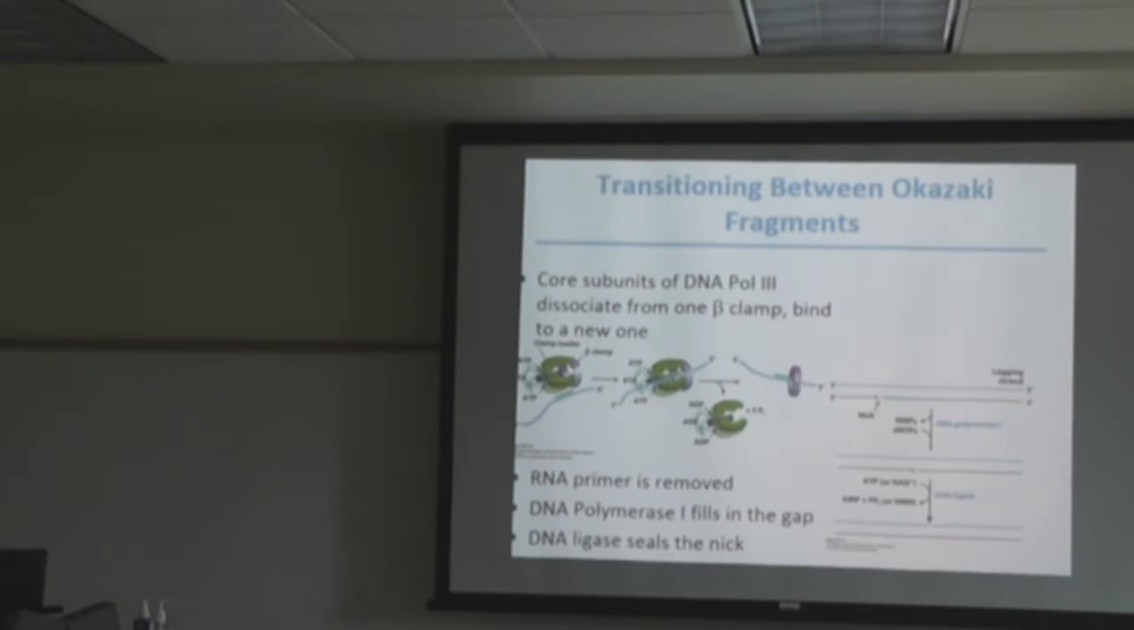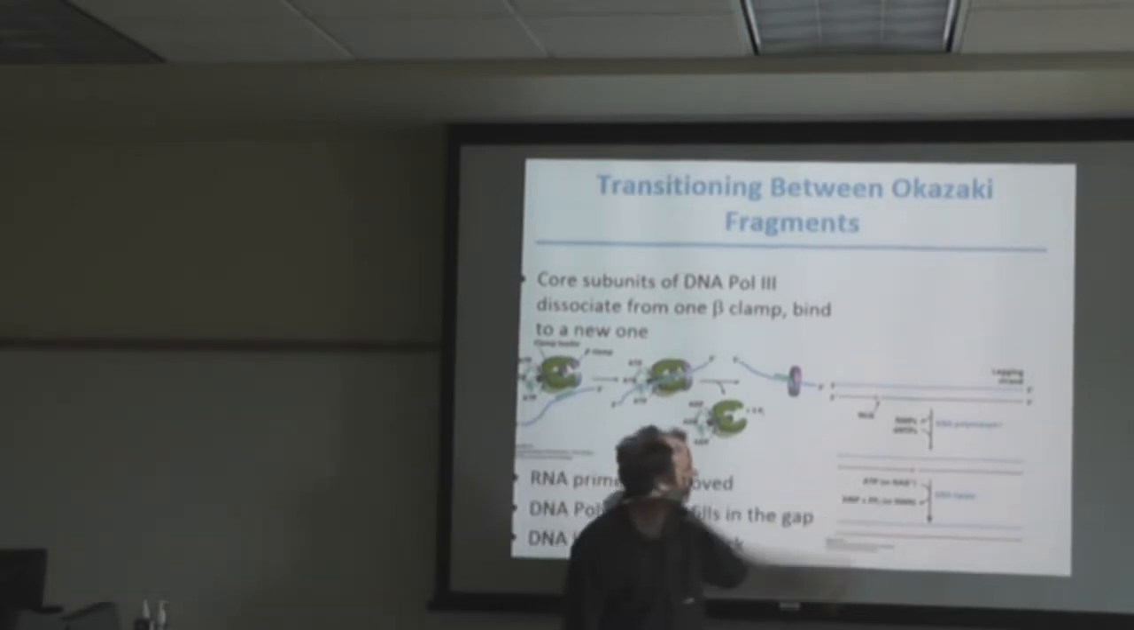Do they show you that? Transitioning between Okazaki fragments, the core subunits of DNA Pol 3 will dissociate from one beta clamp and bind to a new one. The RNA primer is removed, Polymerase 1 will fill in the gap, removing that primer. DNA ligase will then come in and seal that nick.